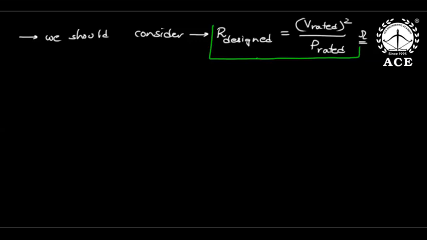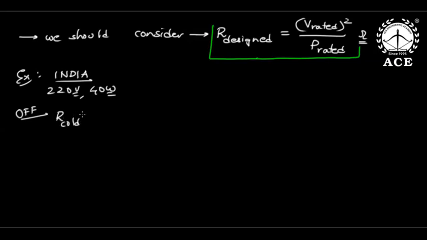Now I'll give an example to understand this formula. Suppose in India, there is an incandescent bulb of 220 volt and 40 watt. When it is off, let us say the off-state resistance or cold resistance is 20 ohms. By using a multimeter, I checked it. This is a practical value I'm giving. So in India, I took a 220 volt 40 watt incandescent bulb.